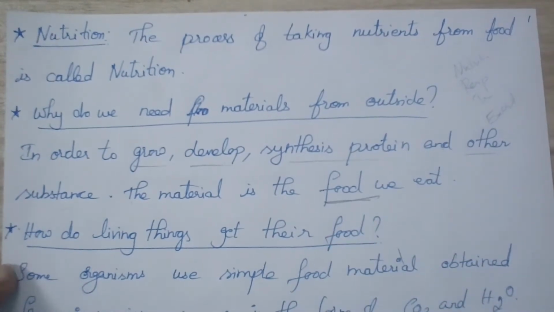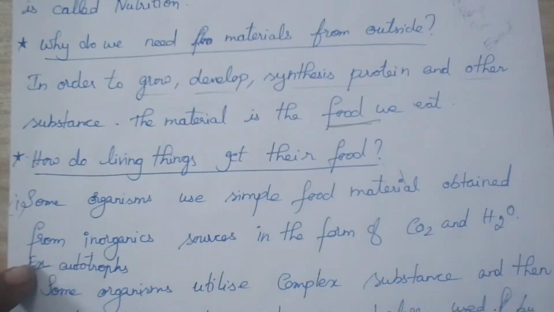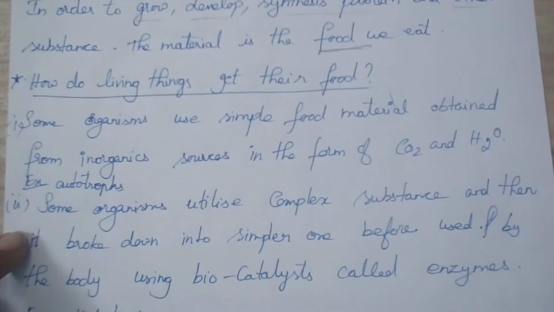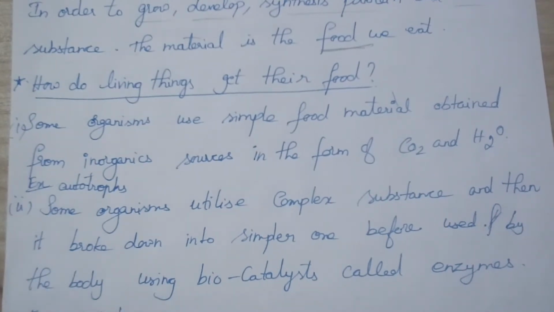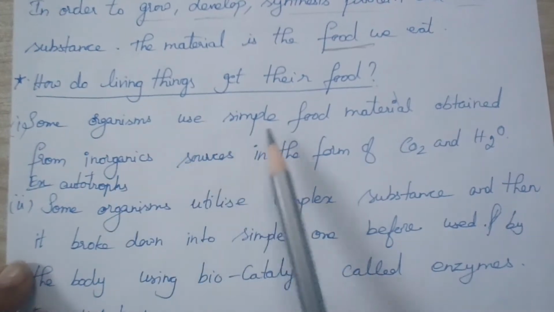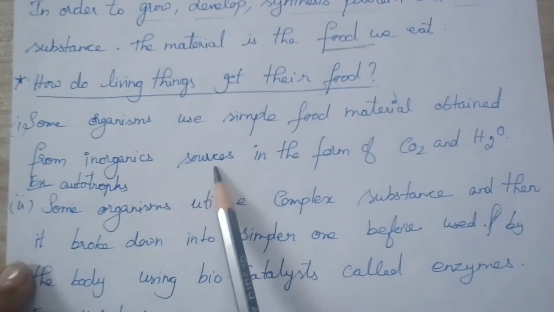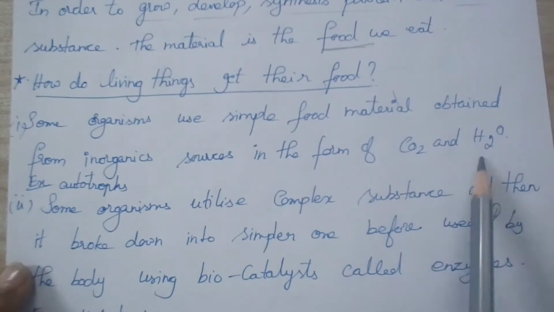How do living things get their food? All living things require nutrition, right? But is everyone consuming nutrition in the same form? No, it is not possible, right? It depends upon the organism. Some organisms use simple food material obtained from inorganic sources in the form of carbon dioxide and water.